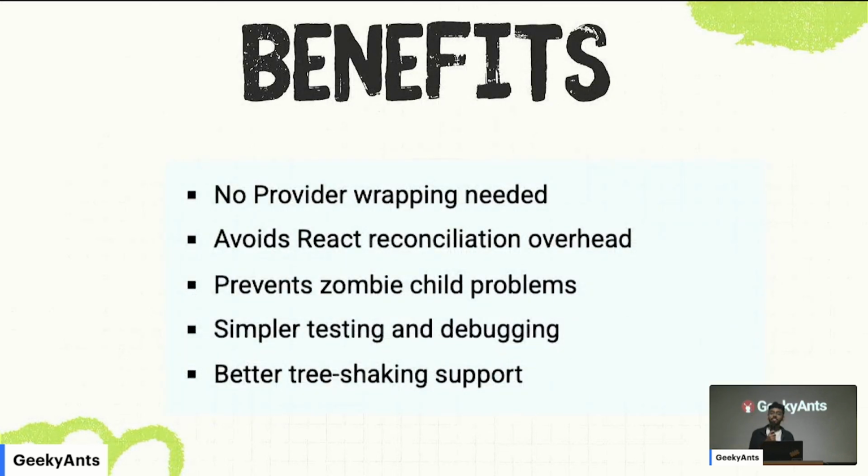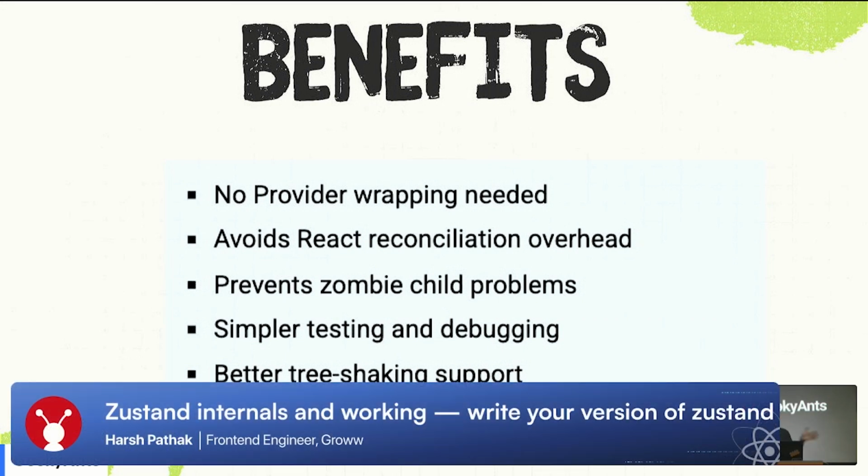So what are the benefits of these module level closures? You don't need to provide anything, reduced JS overhead, simpler testing, and built-in tree shaking. Tree shaking means you remove the unused code. And granular subscriptions are there, so you are not creating a global store, just subscribing to the slices that are needed on that page only.